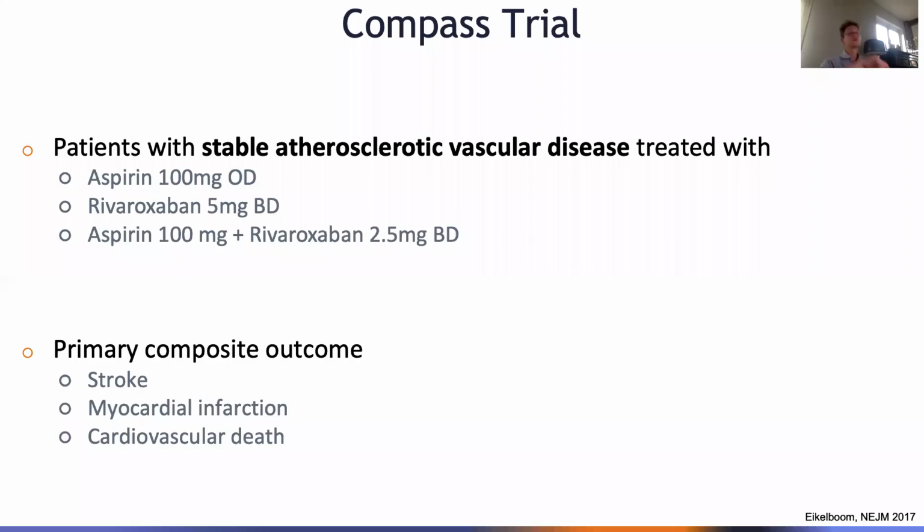So this is the COMPASS trial. Probably most of you have seen this already. This is a very large trial with patients who have stable atherosclerotic vascular disease, and they were treated with either aspirin, rivaroxaban 5 milligrams twice daily, or the combination of aspirin and a very low dose of rivaroxaban, 2.5 milligrams twice daily. And they looked at the primary composite outcome: stroke, myocardial infarction, and cardiovascular death.